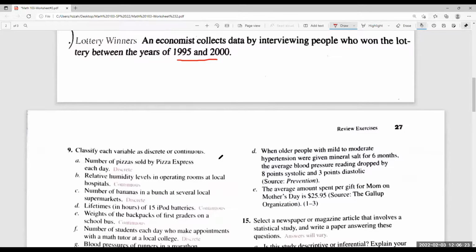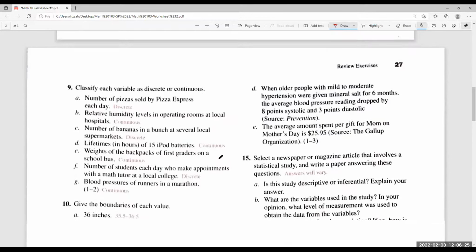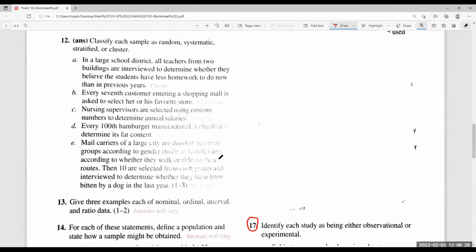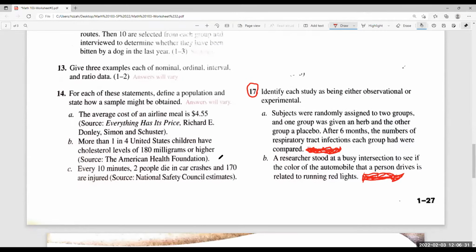So I would like to give you different formats. Look at this number 17. Number 17, identify whether it's observational or experimental. That's better than the one that you did. Okay, are you ready? The first one, part 1.